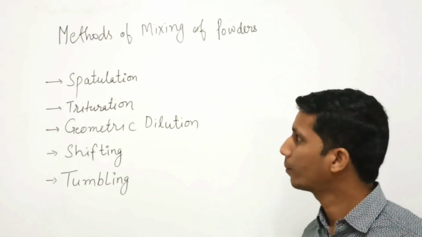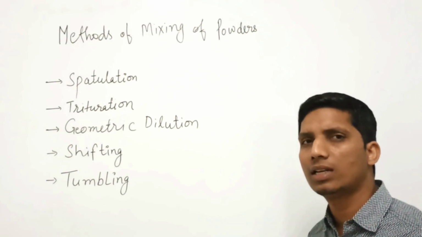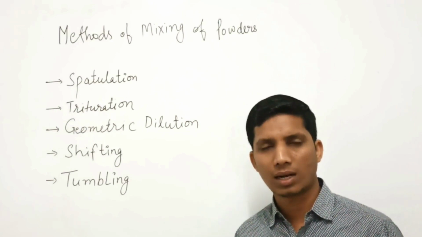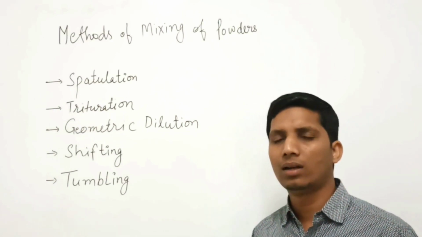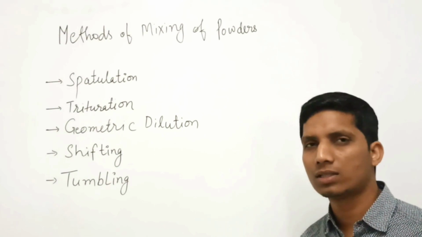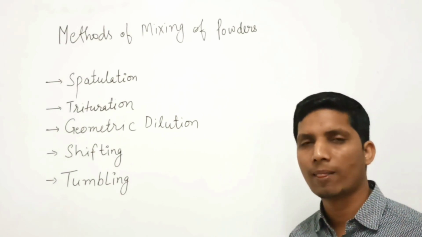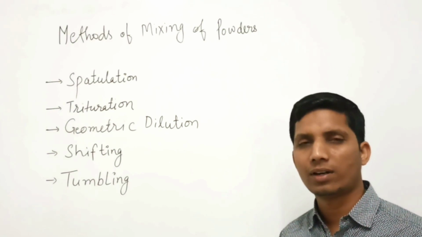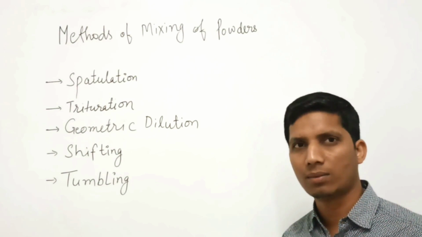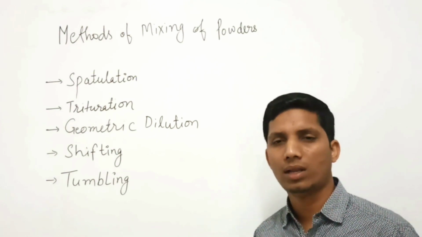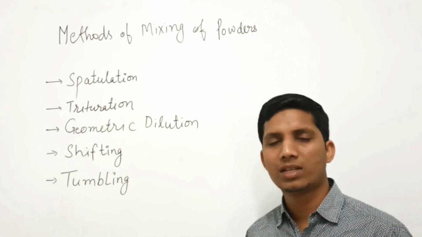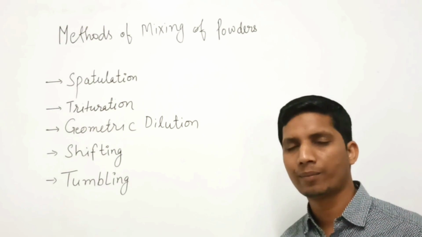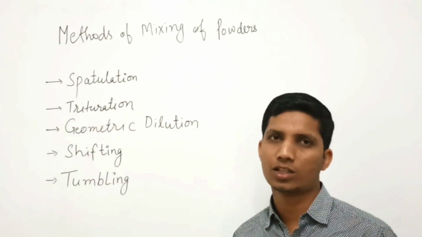First is spatulation. Spatulation is a very basic technique and is generally used in laboratories or in class labs, experimental labs. It is used when a very small quantity of powder is required for mixing. In this method, the different powders which are to be mixed together are put on a tile or a pestle mortar and mixed with the help of a spatula. With the help of the spatula, the powders are mixed, then they are packed and dispensed.